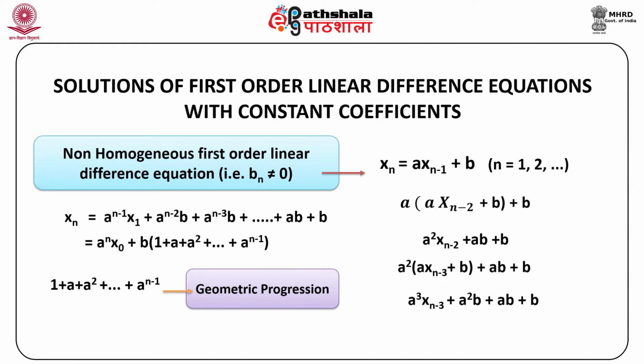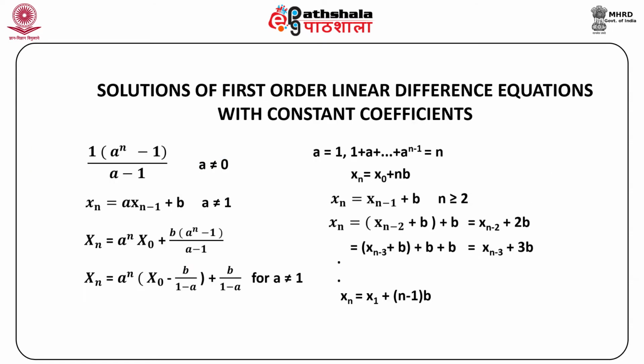Now 1 plus a plus a squared right up to a raised to the power of n minus 1 is a geometric progression of n terms with first term as 1 and a common ratio of a. Clearly, it can be summed up as (a raised to the power of n minus 1) divided by (a minus 1), provided a is not equal to 1. So for the difference equation of the type xn is equal to a xn minus 1 plus b, where a and b are constant and a not equal to 1.